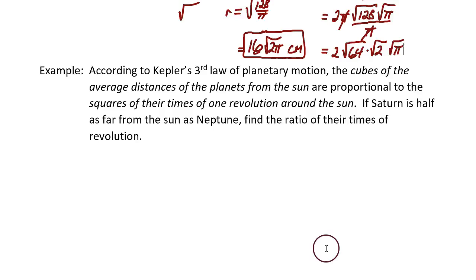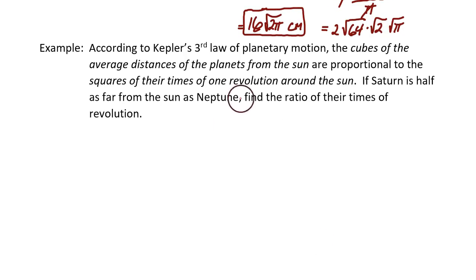One more example. According to Kepler's third law of planetary motion, the cubes of the average distances of the planets from the sun are proportional to the squares of their times of one revolution around the sun. If Saturn is half as far from the sun as Neptune, find the ratio of their times of revolution. This problem involves direct variation.